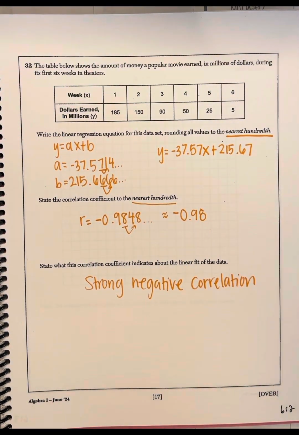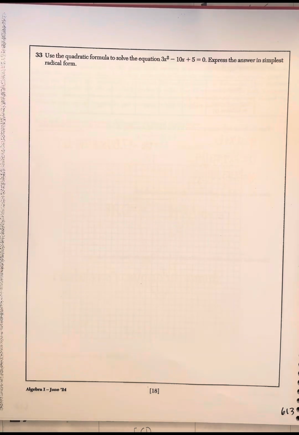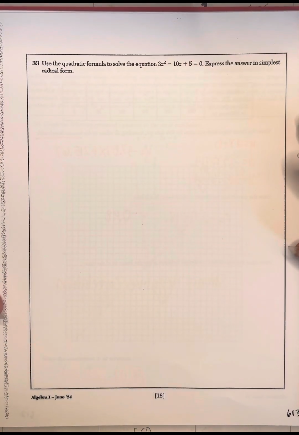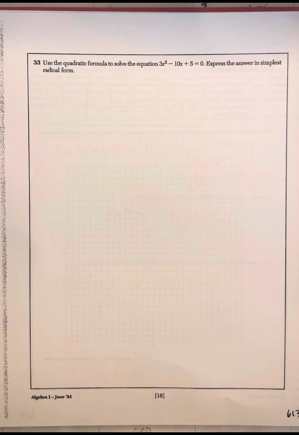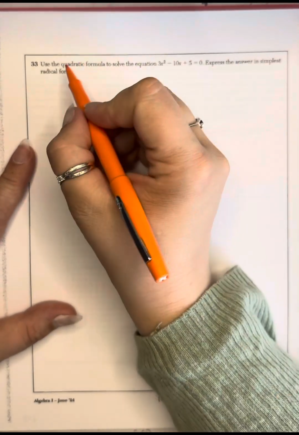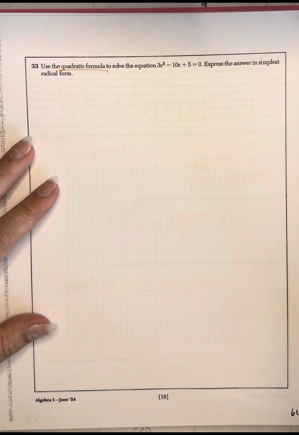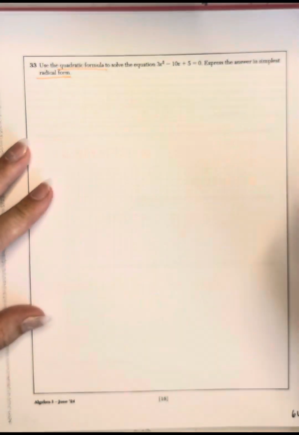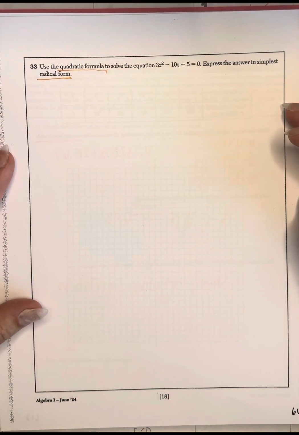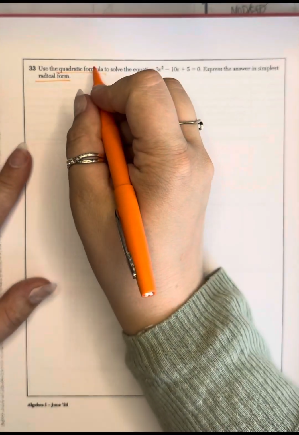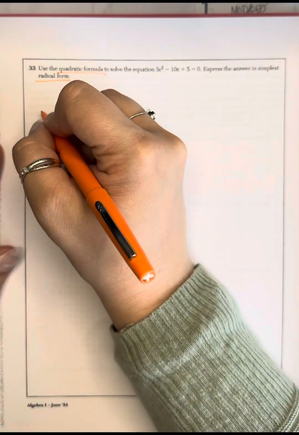And there's 32. 33: Use the quadratic formula to solve the equation 3x squared minus 10x plus 5 equals 0. Express the answer in simplest radical form. So I have to use the quadratic formula in order to get full points for this question. And I want simplest radical form, which means I'm not just plugging everything in and getting a decimal and then that's it. All right. The quadratic formula is on your reference table.